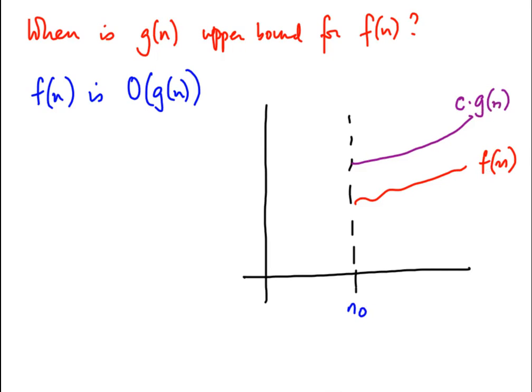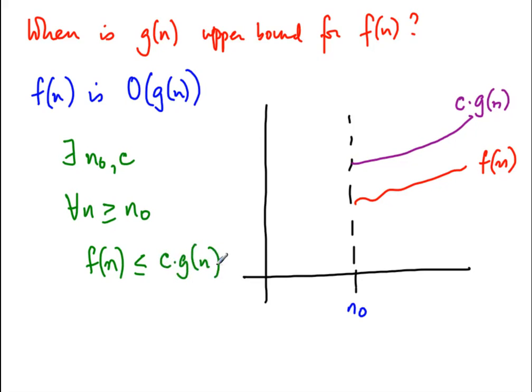So to write this in words, we say that there exist two constants, n0, that is this limit, and c, which is the multiplicative factor, such that for all n bigger than n0, f of n is going to be smaller than or equal to c times g of n. So let's look at an example. Let's try to show that 100n plus 5, for example, is big O of n squared.